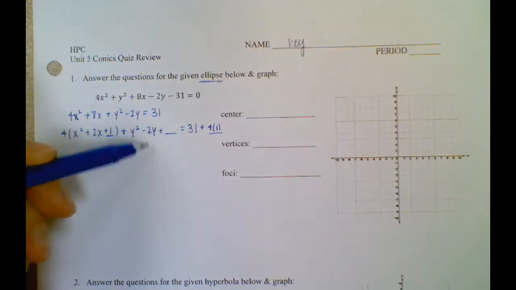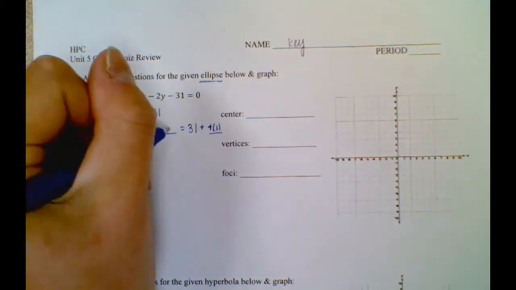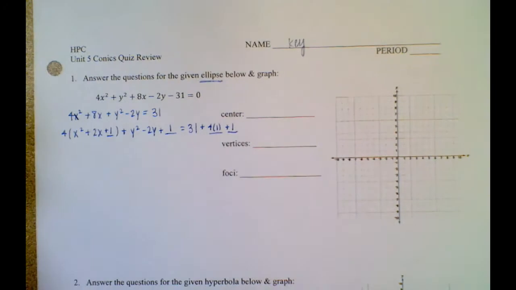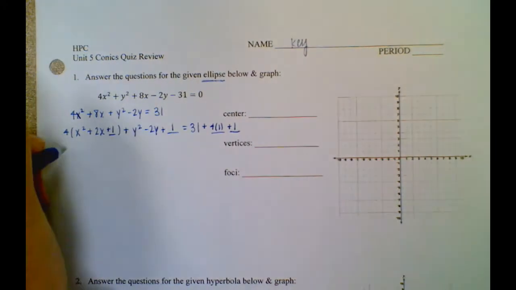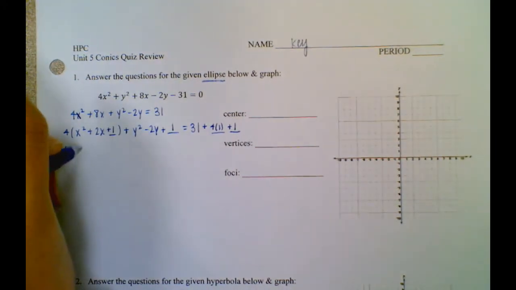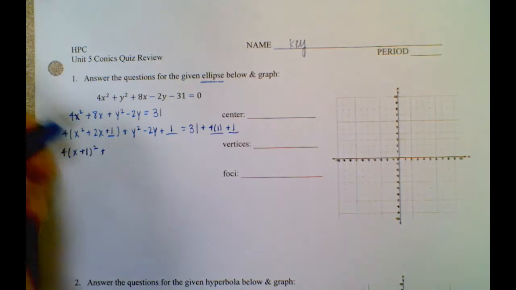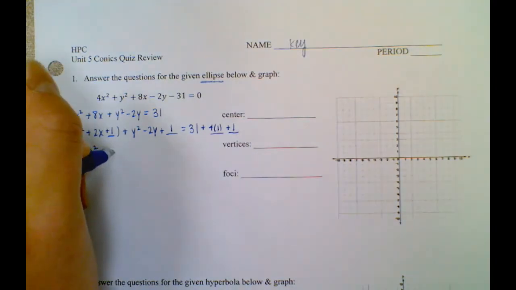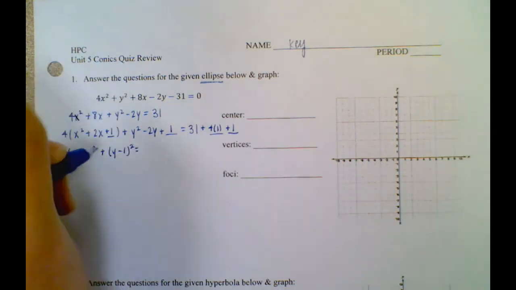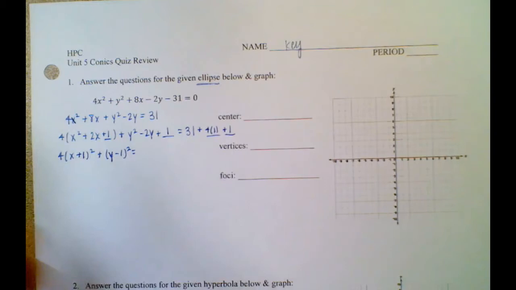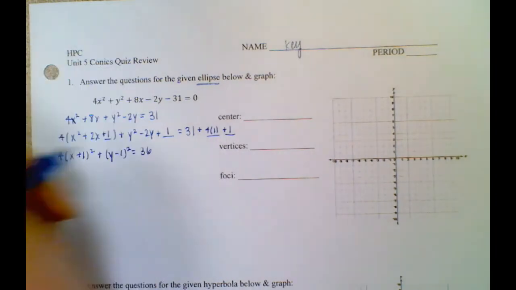Over here, negative 2 divided by 2 is negative 1. Square that, we get positive 1. So I'm just adding 1 over here because I did not factor anything out. Alrighty, so this gives me 4 times x plus 1 squared. We've gone over this type of factoring multiple times now, so we should be good with it at this point. Y minus 1 squared equals, let's see, that'll be 4 plus 1 is 5, plus 31 is 36, okay?